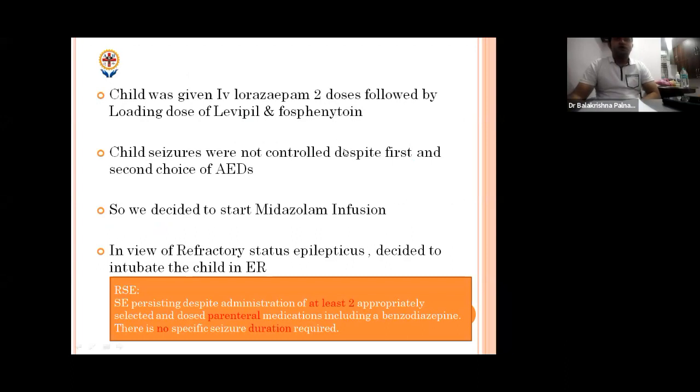So the child's seizures were not controlled despite first and second choices of AED. So we have decided to start midazolam infusion. So now I am calling it refractory status epilepticus. So do you agree? Does anyone want to differ on that particular treatment? I have given a levetiracetam and fosphenytoin loading dose, and straight away I went for midazolam infusion. Is it a correct decision? So according to that, what is refractory status epilepticus?